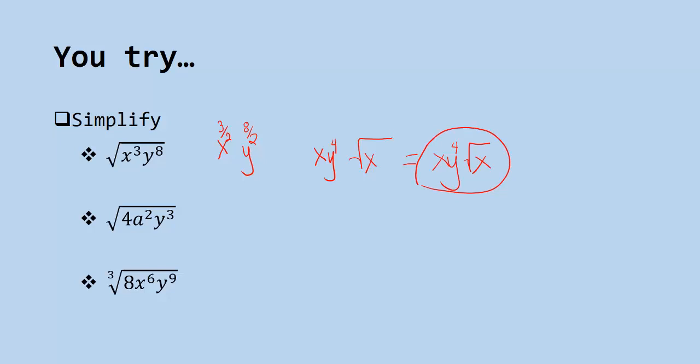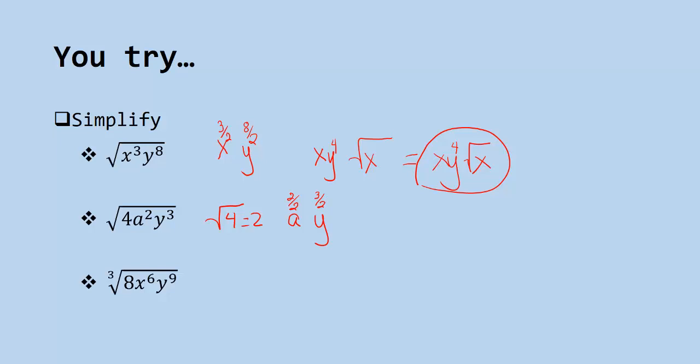Now let's take a look at the second one. Again, with the numbers, we can just deal with those. So I'm going to take the square root of 4, because I know that's going to be 2. Now I'm going to focus on the variables, and I'm going to change those to rational exponent form. So let's start with the a. The power is 2 over the root of 2, because it's square root. The y has a power of 3 over the root of 2.